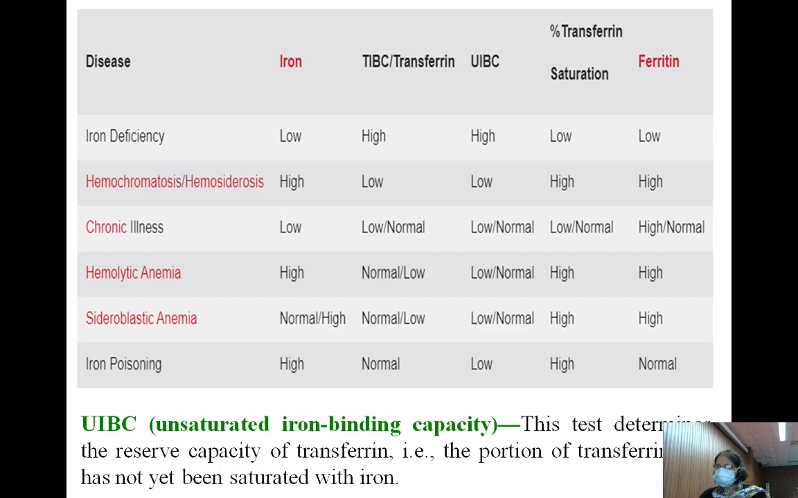In sideroblastic anemia, iron concentration may be normal or high. TIBC is normal or low normal. UIBC is low, transferrin saturation is high, and ferritin is also high. In iron poisoning, iron is high, TIBC is normal and transferrin is normal. UIBC is low, transferrin saturation is high and ferritin is normal.